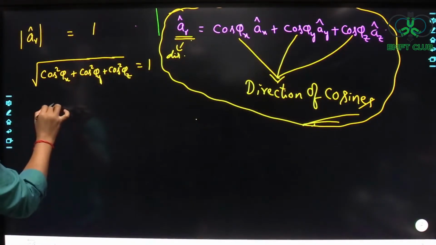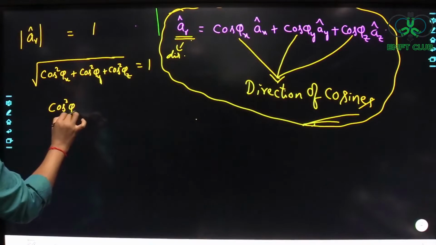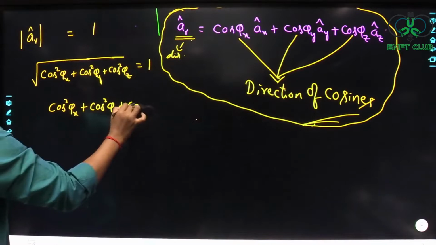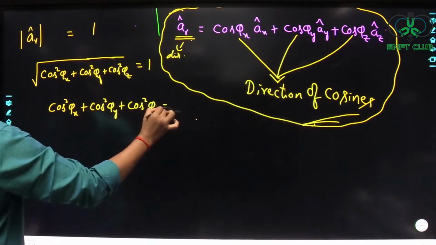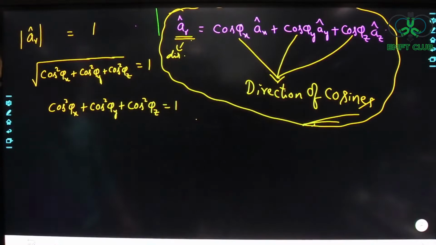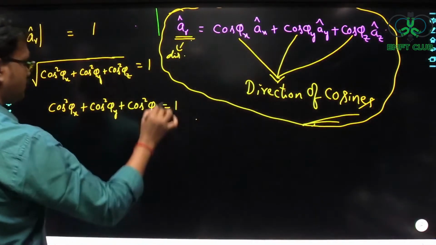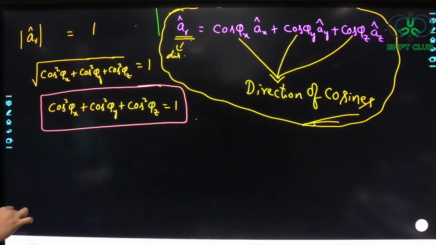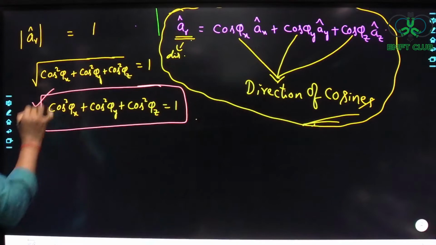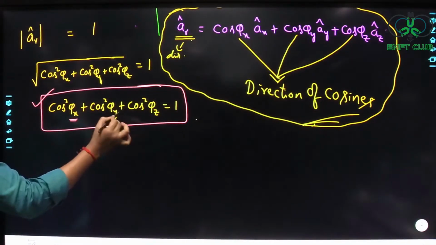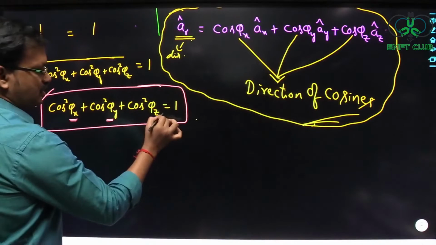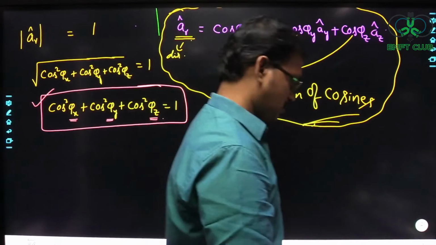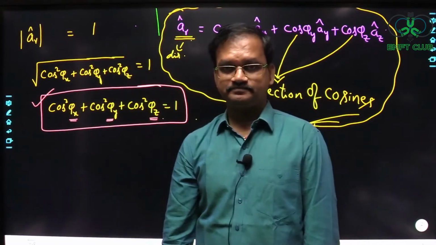If you square on both sides, you get cos square phi x plus cos square phi y plus cos square phi z equal to 1. This is the condition we got: always, cos square phi x plus cos square phi y plus cos square phi z must be equal to 1.